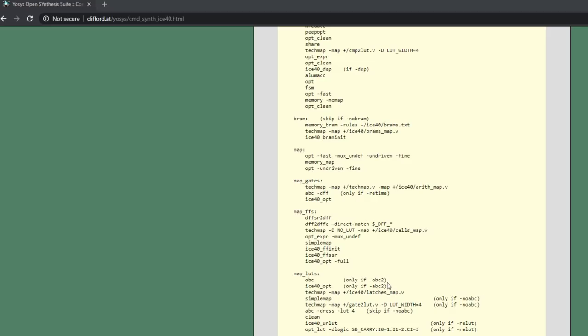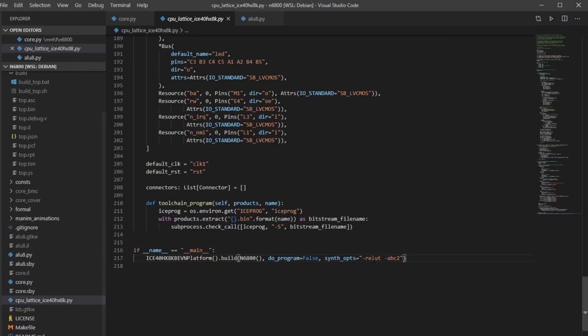So I decided to just add that to the code, which you can see right over here. It's an option that you pass into the build function under the synth_opts keyword. So there's relut and abc2. And I was able to reduce the number of LUTs by about 200 just by adding these two command line options, which is kind of interesting.